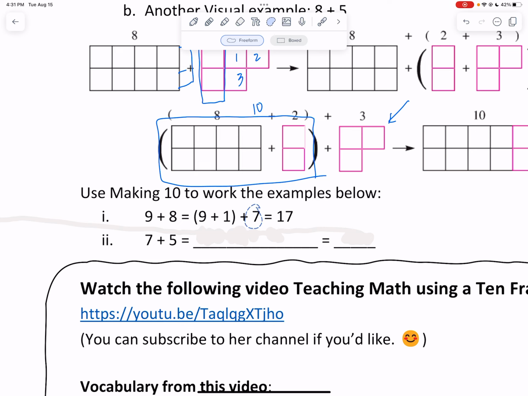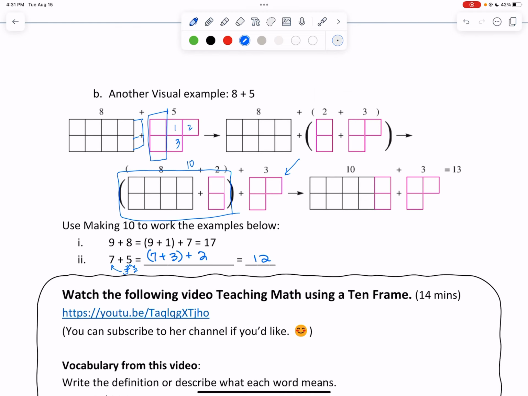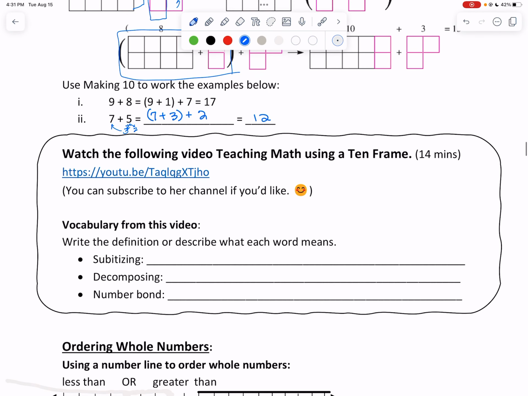Okay, so let's do this example. 7 plus 5, so I'm going to break that 5 into 2 pieces. What would those pieces be? Because you could do 1 and 4, 2 and 3, 3 and 2, 4 and 1. What would you do? I know that I need 3 more to make that 10, right? So I'm going to break it into 7 plus 3 to make the 10, and then I've got 2 left over. So I broke that 5 into a 3 and a 2 so that I could make 10 and then just add my 2.